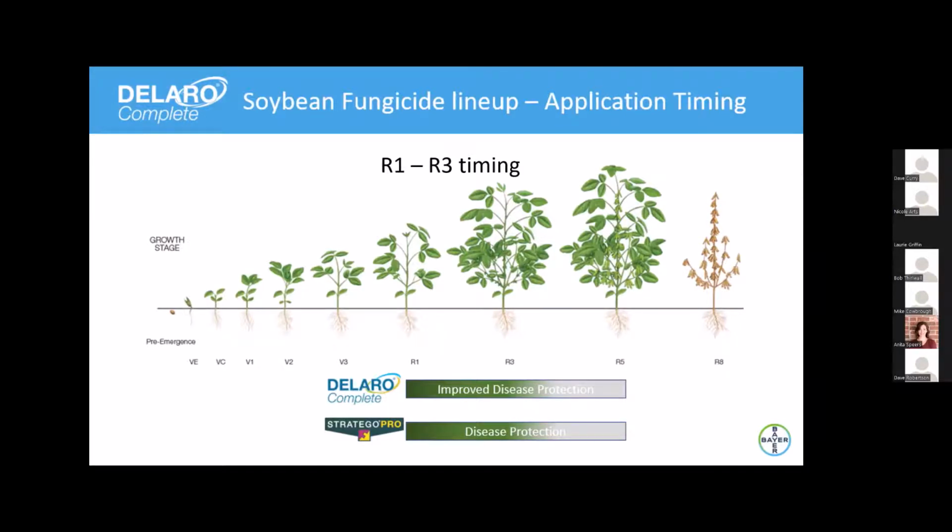If you're targeting a field that has a history of white mold pressure, you have a good, strong plant population and think you have a big, healthy crop coming, and you're targeting white mold suppression, we would recommend starting earlier, in that R1 to maybe R1.5, and then following up with a second application 10 to 14 days later.